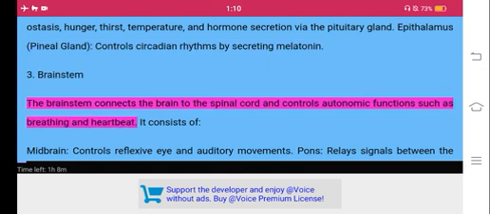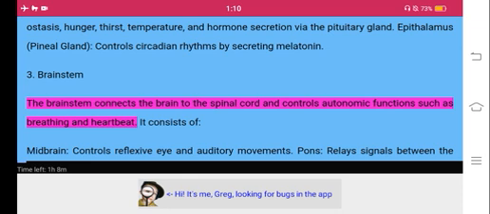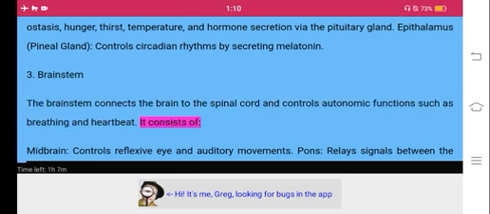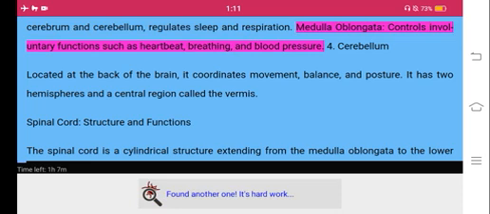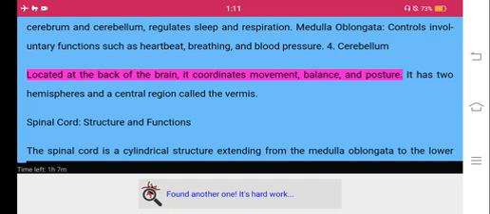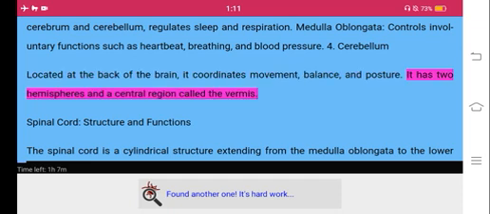3. Brainstem. The brainstem connects the brain to the spinal cord and controls autonomic functions such as breathing and heartbeat. It consists of midbrain, controls reflexive eye and auditory movements. Pons, relays signals between the cerebrum and cerebellum, regulates sleep and respiration. Medulla oblongata, controls involuntary functions such as heartbeat, breathing, and blood pressure. 4. Cerebellum. Located at the back of the brain, it coordinates movement, balance, and posture. It has 2 hemispheres and a central region called the vermis.